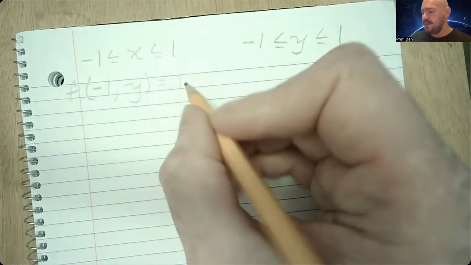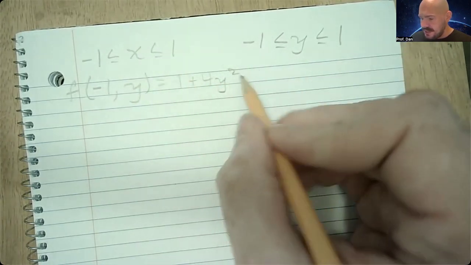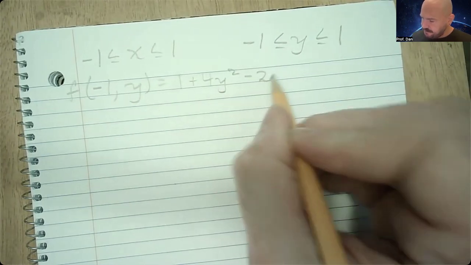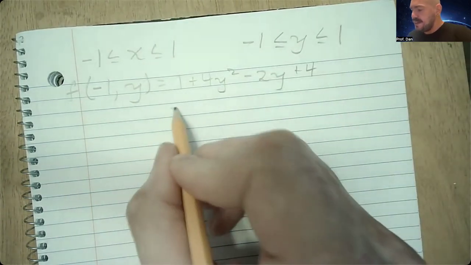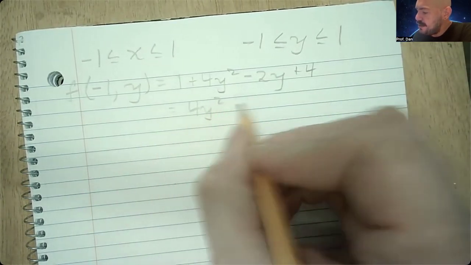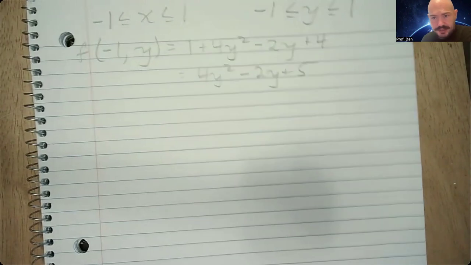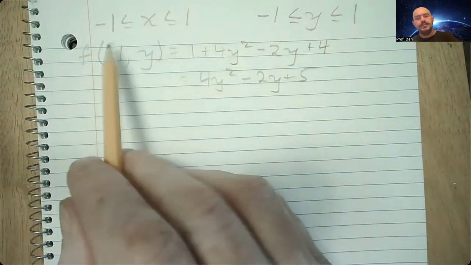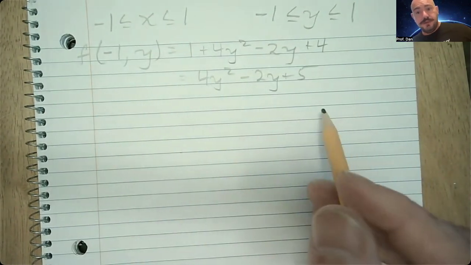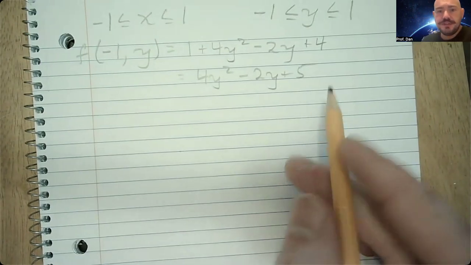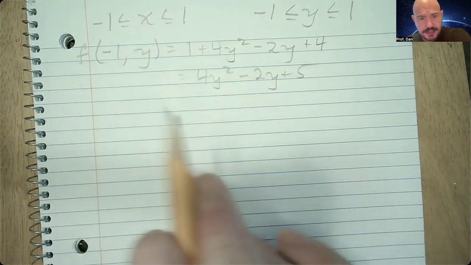So if I plug -1 in for the x's to my original equation, I end up getting -1 squared plus 1 plus 4y squared minus 2 times negative 1 squared times y. In other words, minus 2y plus 4. So combining like terms, I get 4y squared minus 2y plus 5. Now, if you look at this, by keeping x equal to one of its boundary values, I essentially just have a function of one variable. So I can figure out if there's a critical value to assess, right, when x is held constant at -1.